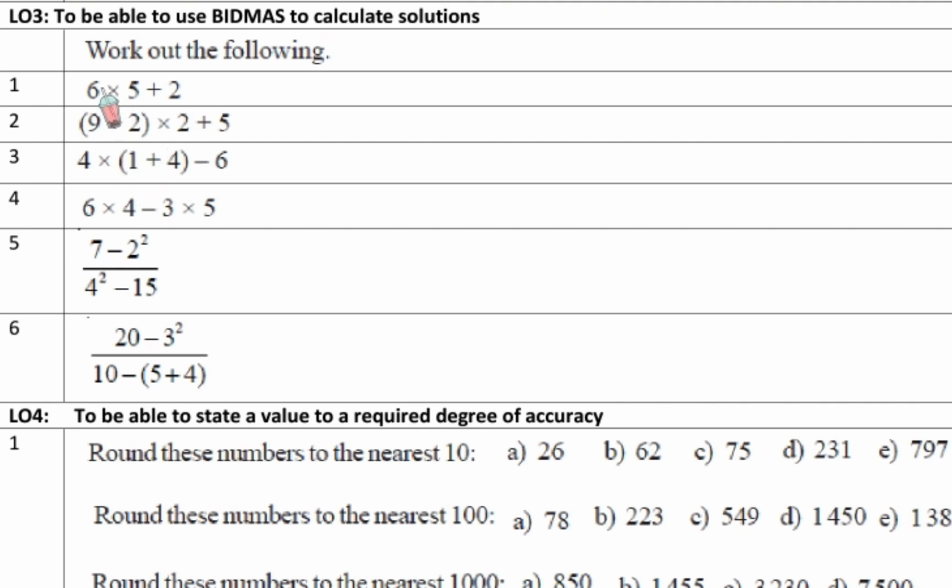Question 1. 6 times 5 plus 2. So according to BODMAS, we will need to go with multiplication first. So 6 times 5 will equal to 30. 30 plus 2 will equal to 32.